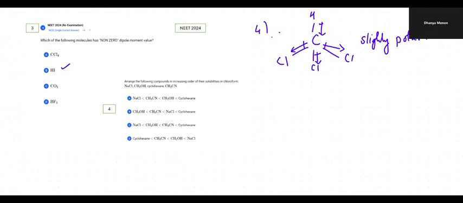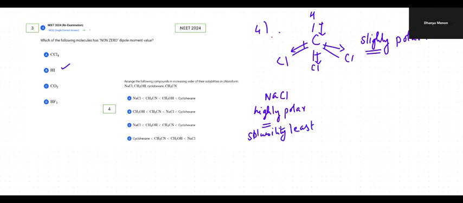Now, if we talk about NaCl, NaCl is highly polar because there is polarity created by the positive and negative charges on the metal and the non-metal. So it is highly polar. Definitely, if it's highly polar, there are chances that it will be less soluble in this slightly polar substance. So solubility will be least here for sodium chloride.